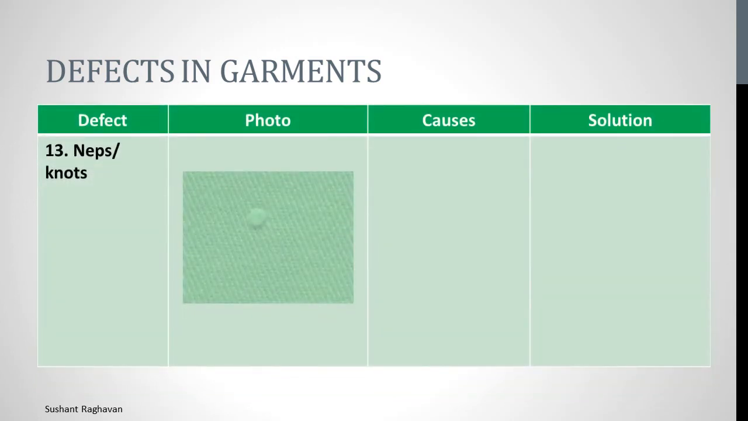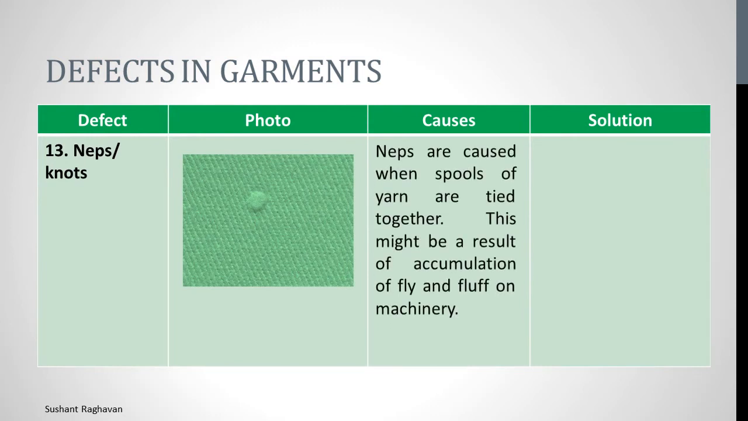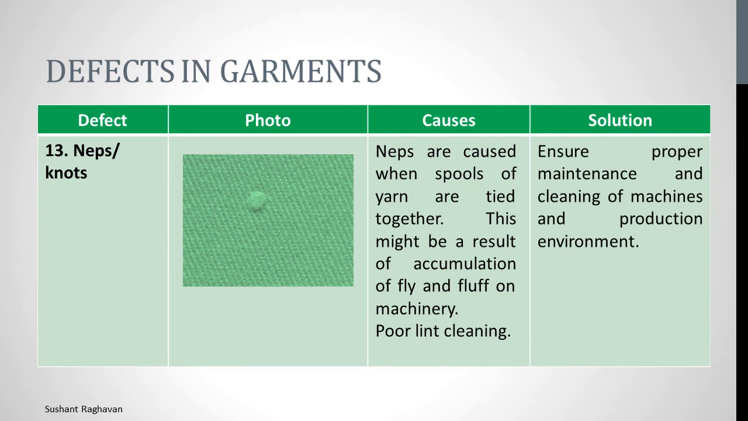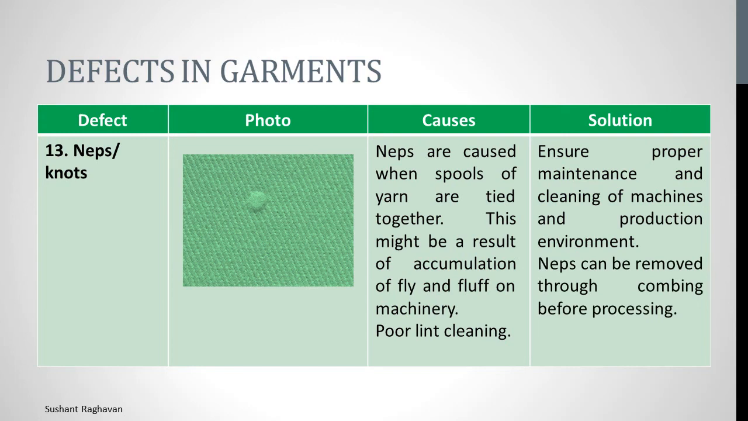Neps or knots. Neps are caused when spools of yarn are tied together. This might be a result of accumulation of fly and fluff on machinery. Poor lint cleaning. Ensure proper maintenance and cleaning of machines and production environment. Neps can be removed through combing before processing.